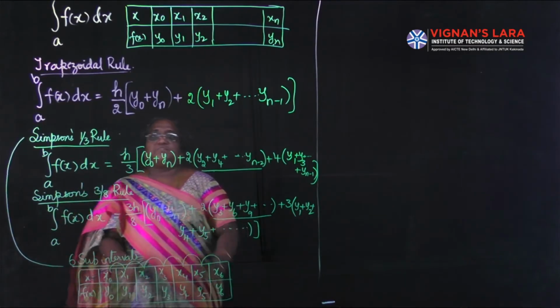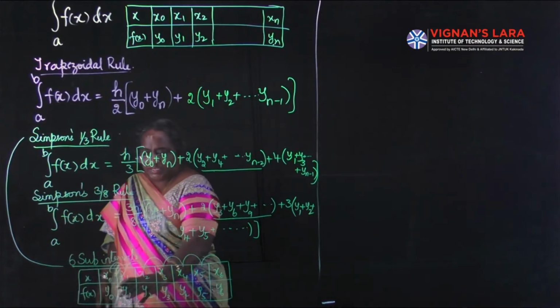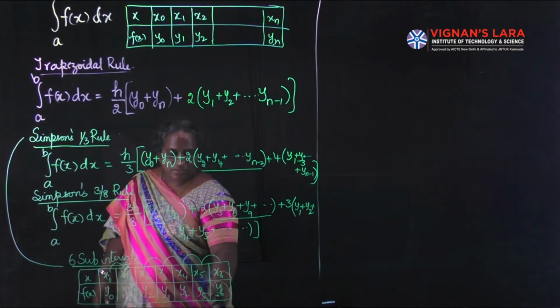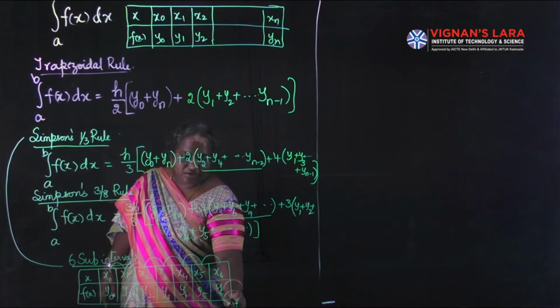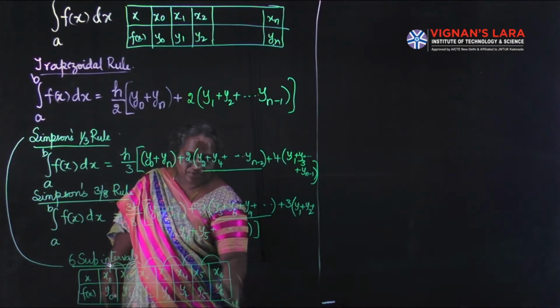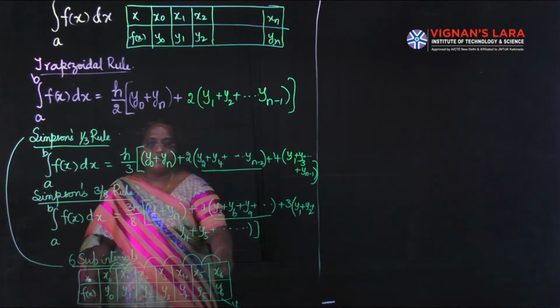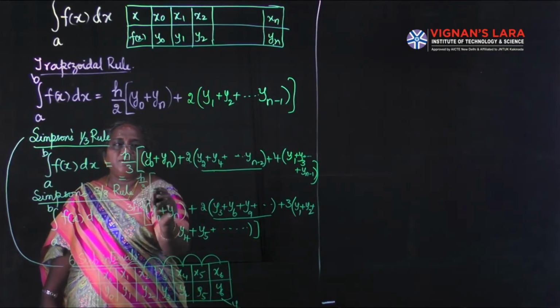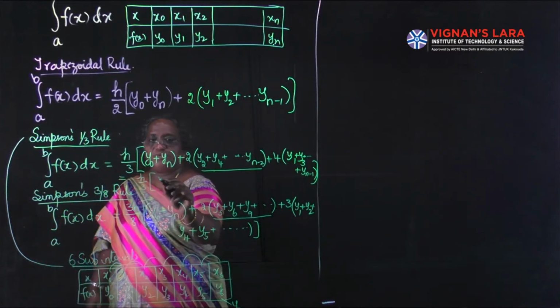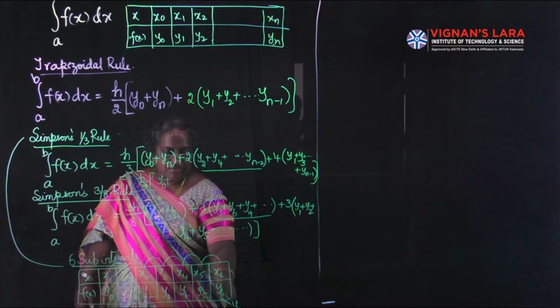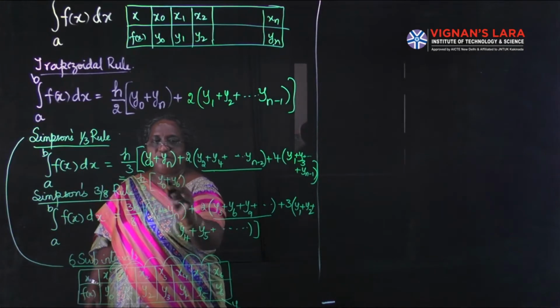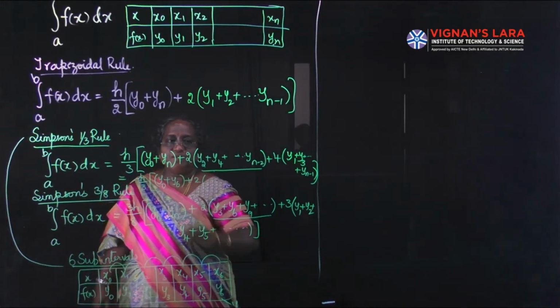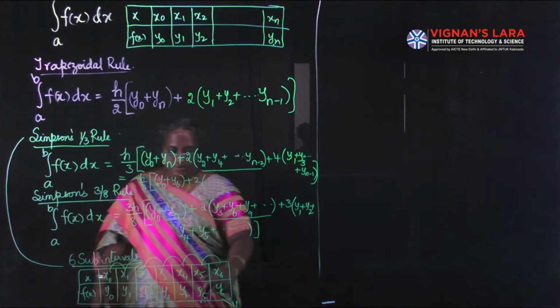So now what is the formula here? What is y naught here? Y naught is fixed, it is all the time y naught. We should only be bothered with yn. What is yn? Y6. So how does this formula change? There is no change in h by 3. This will be y naught plus y6, because our yn is y6.